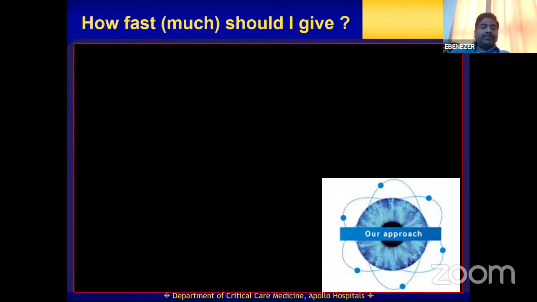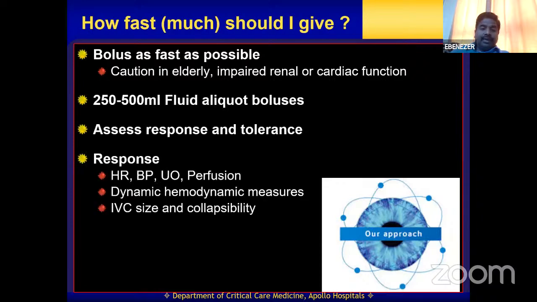Okay. So how fast do I give, sir? Shall I give 2 liters? Shall I give 3 liters? Shall I give 4 liters? How do I resuscitate a patient with septic shock? See, you have to bolus as fast as possible. The only places where you have to be careful is if the patient is elderly with impaired renal function or cardiac function, be a little bit careful. Otherwise, you resuscitate as fast as possible.